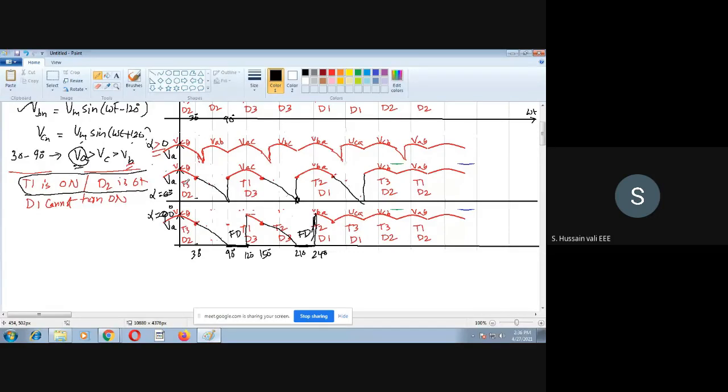But now if you take alpha is equal to 120, say for example more than 90, I will write here alpha is greater than 90. Or you can take one example, alpha is equal to 120. If you take this case, what will happen?